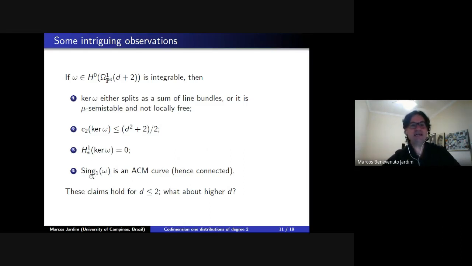And the other observation is that the one-dimensional component of the singular scheme is always an ACM curve, and ACM curves are always connected. So this is like a stronger version of a conjecture posed by Cerveau. In one of his more recent papers, he puts forward as a conjecture that the one-dimensional component of the singular scheme of a foliation is always connected. And my observation here is that it's actually arithmetically Cohen-Macaulay. So these claims hold up to degree 2, and what about higher d? I think this is one lesson that I took from the classification.